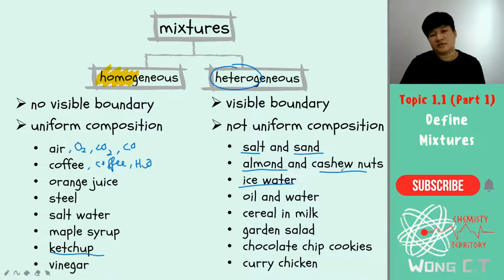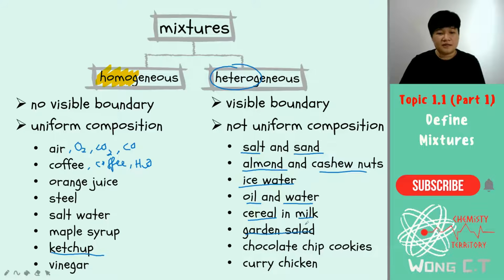Ice water, simple. When you have ice water, you can see the ice floating on top, you can see the water at the bottom. Oil and water, even more obvious. Cereal in the milk, you can see which one is milk, which one is cereal. You can differentiate that. You can still take the cereal out of the milk.